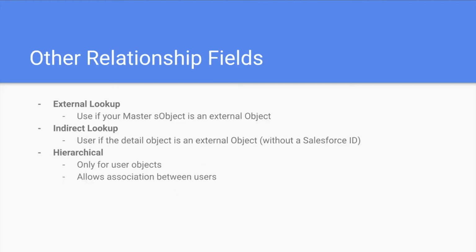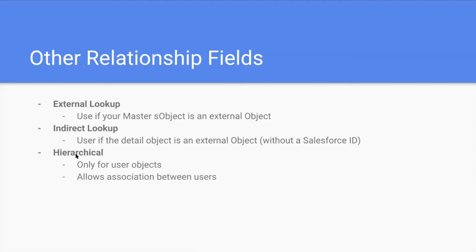There are also these other 3 types of relationship fields that aren't covered in depth on this particular certification exam, but it is noteworthy to at least mention. So these 3 are external lookups. You'll use an external lookup if you are using a master sObject as an external object in your org. So if you wanted to connect your Salesforce data to data that's being hosted off the platform in some other server, you could use an external lookup.